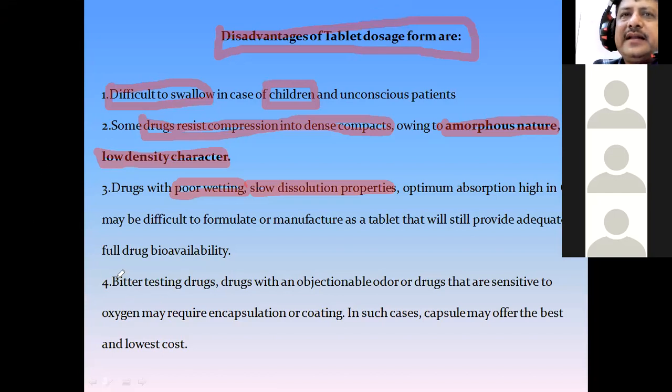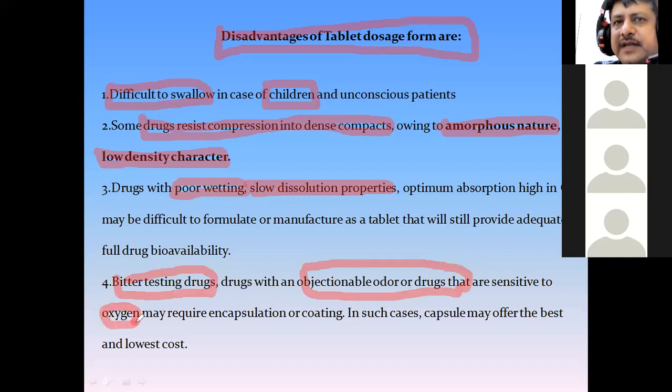Then, lastly, drugs with an objectionable odor or drugs that are sensitive to oxygen are required to be prepared by encapsulation or by a coating process. So in such kinds of cases, the best thing which we can do as a formulation scientist is to go for the formulation of capsule dosage form. So these are some of the disadvantages of tablet dosage form.